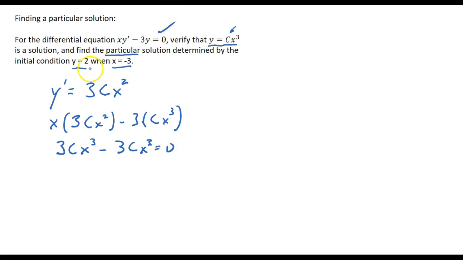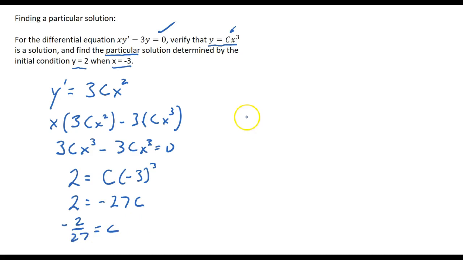Now we're going to plug in 2 for y and negative 3 for x to get c. So 2 will equal c times negative 3 cubed. So 2 equals negative 27c. So negative 2/27 equals c. So the particular solution is y equals negative 2/27 x cubed. This is the solution that works for this differential equation given that initial condition.